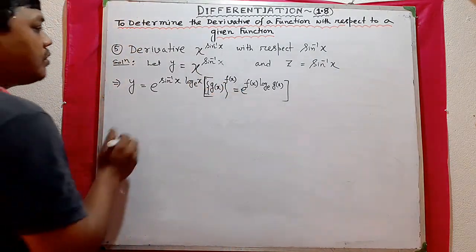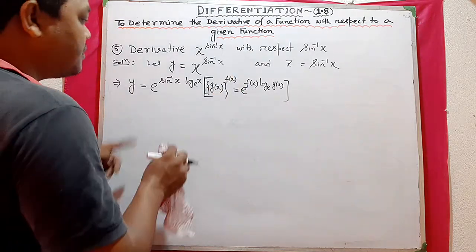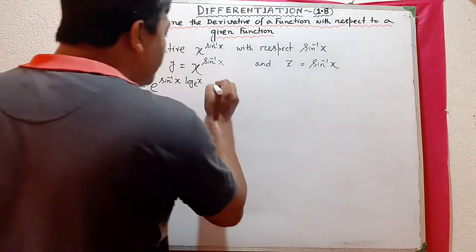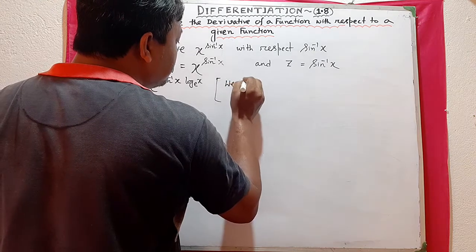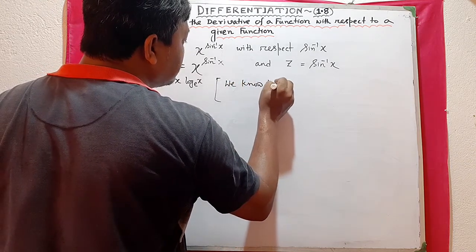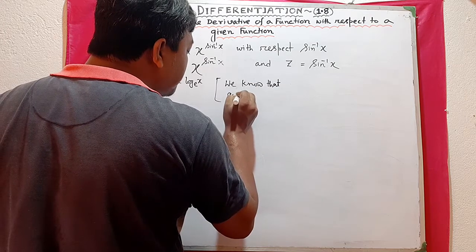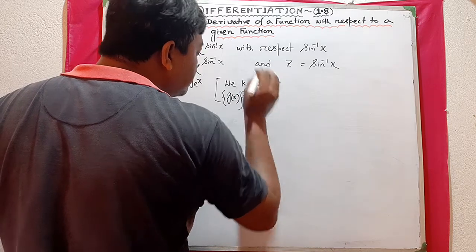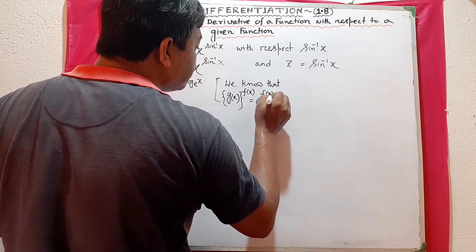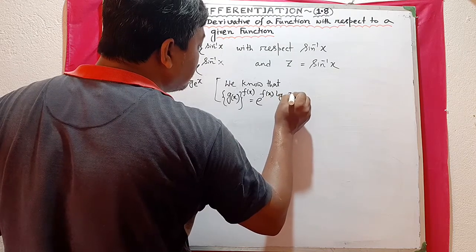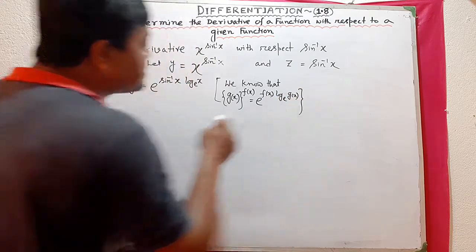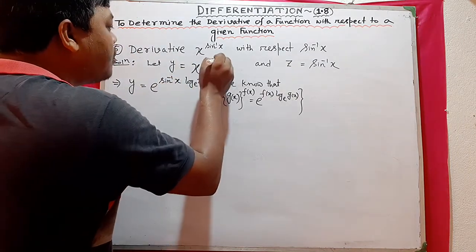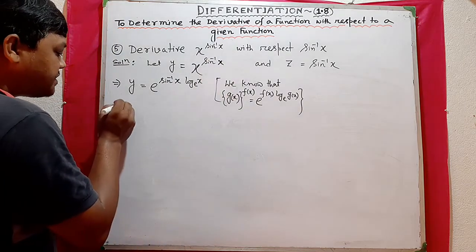Okay, so it seems there is a product form here, so I should write the formula. We know that g(x) to the power f(x) equals e to the power f(x) log g(x) base e. I am just applying this formula, e to the power sin inverse x log x base e. Now differentiate with respect to x.